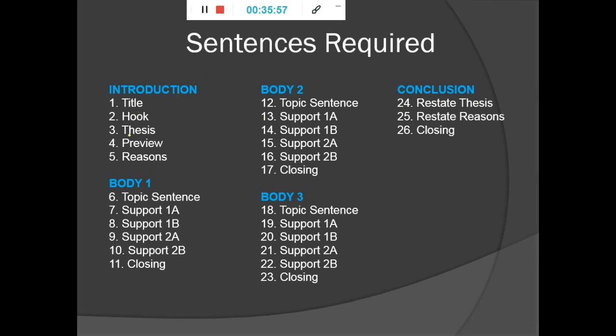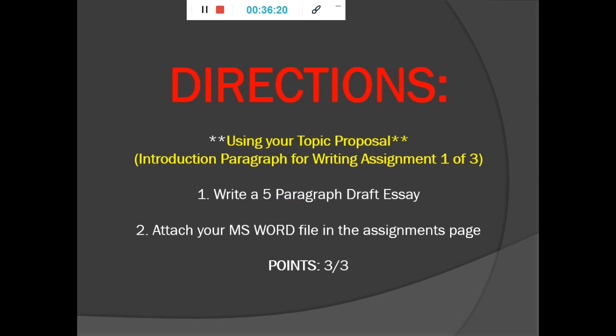So we need a total of how many? 1, 2, 3, 4, 5, 6, going all the way up to 26. So you need a total of 26 sentences in your essay. So make sure that you have 26 sentences. You might want to go back and count and make sure that you have 26 sentences.